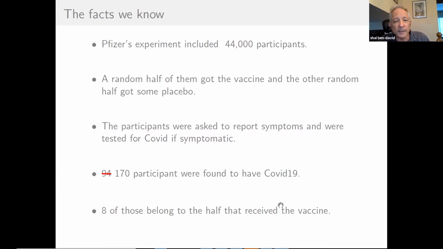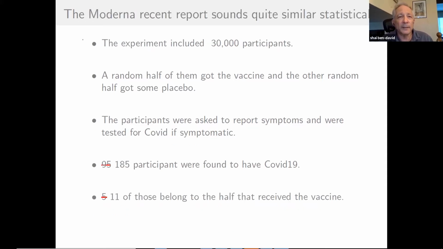And these are the results that we got from Pfizer. At the first stage, they had 24 participants that were found with COVID. At the end of the trial, they had 170, and 8 of those belonged to the half that received the vaccine. So although initially they administered half of them with vaccine and half of them with placebo, when you look at those that got sick, clearly there were many more from the group that got a placebo, which indicates that the vaccine did something. What happened in the Moderna experiment?